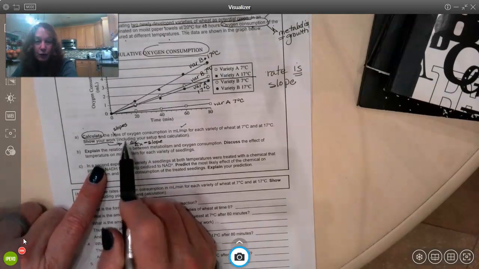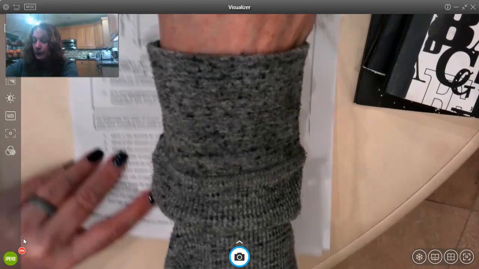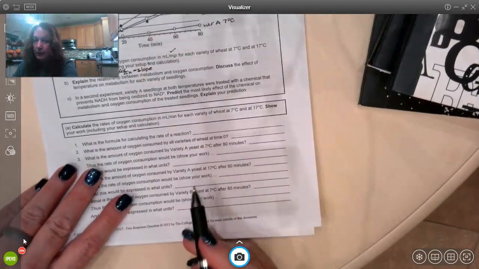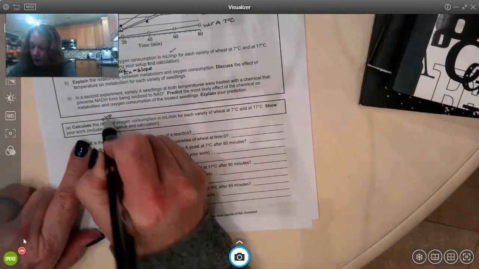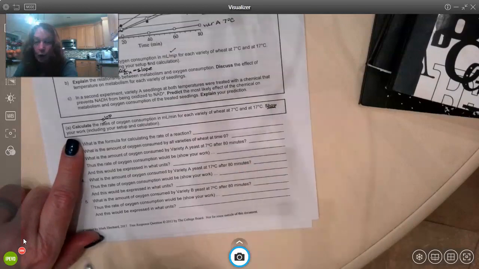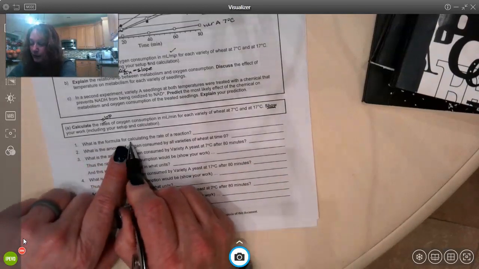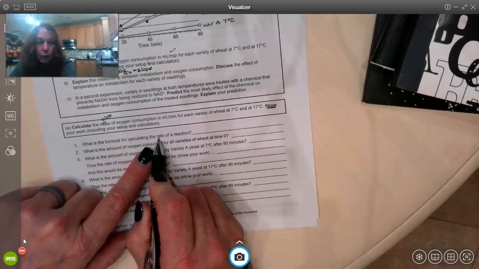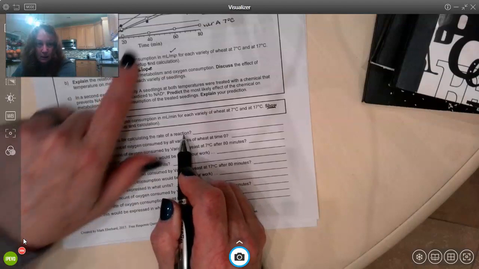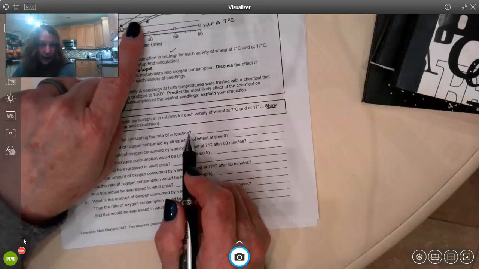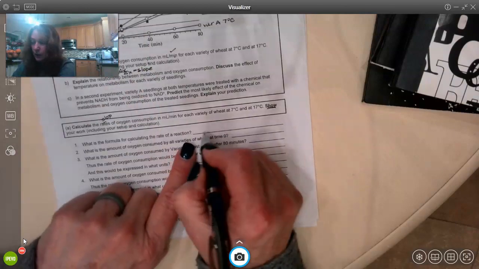Okay, so that's the first part. Let's just go down here and start that part, because it's broken out down here. So here it is again. We know we're going to do slope. They want us to show our work. Let's see what questions we're being asked. What's the formula for calculating the rate of a reaction? Well, in this case, our reaction has been graphed in a linear trend on the graph. So it's going to be slope.